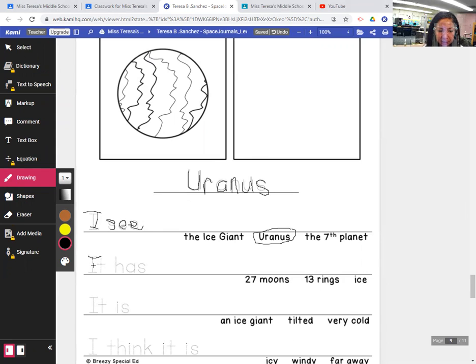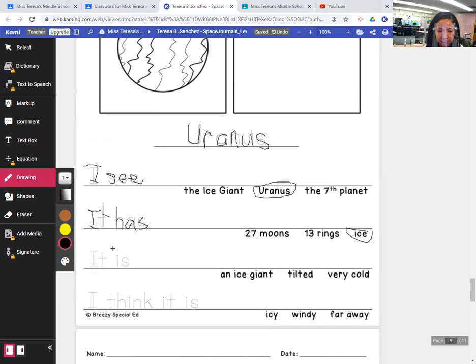Okay. It, capital I-T, it has 27 moons, 13 rings, or ice. I will say ice. All three are correct, but you can choose whatever one you want to write about. So I think it has ice. I'll circle ice. It is, I-T-I-S. It is an ice giant, tilted, or very cold. I will say it is an ice giant. That's what it's called, an ice giant. And in a minute, we'll find out why they call it an ice giant.